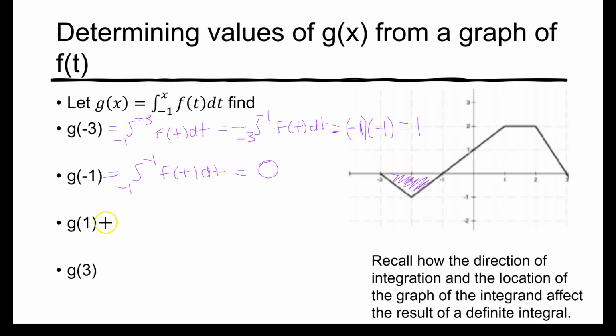Then we are going to look at the integral from -1 to 1 of f of t dt. So that is the space from here to there. So again, we have a triangle. This time our triangle has base 2, height 2, which is 4, times a half, which is 2. So the integral from -1 to 1 of f of t dt would equal 2.